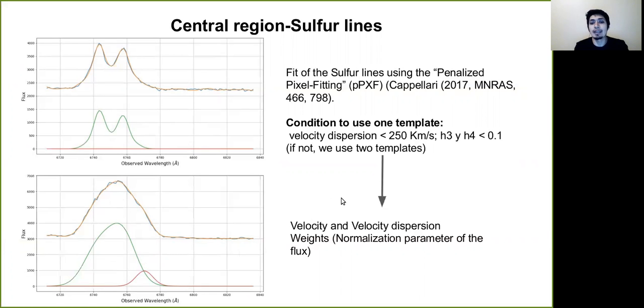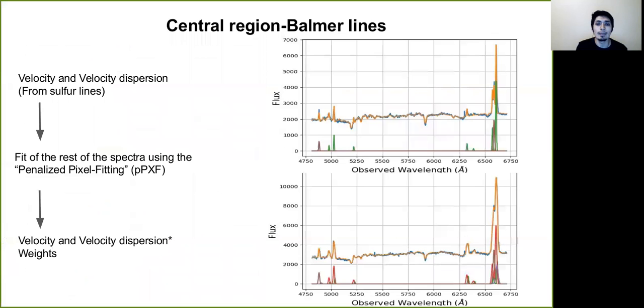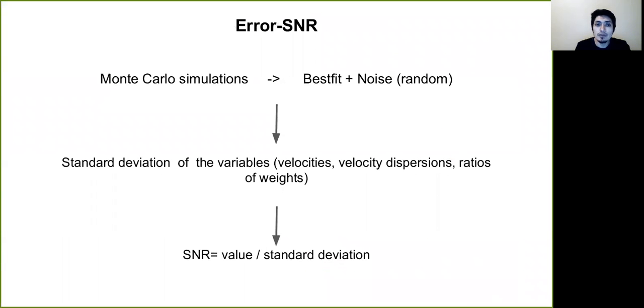So we get the velocity and velocity dispersion of the lines and the weights of the lines, which are the normalization parameter of the flux. Then, using the velocity and velocity dispersion from the sulfur lines, we fit the rest of the spectra. For errors, we use Monte Carlo simulations and calculate the signal to noise ratio as the value over the standard deviation.